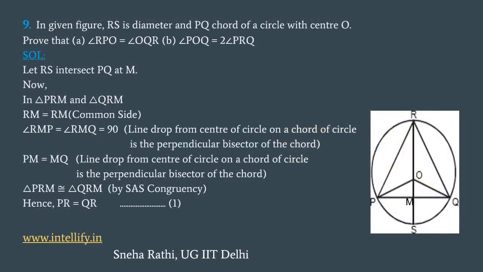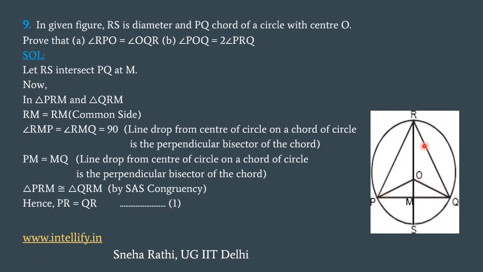In the given figure, RS is diameter and PQ is chord of a circle with center O. Prove that angle RPO is equal to angle OQR and angle POQ is equal to 2 times angle PRQ. Okay, it is given that RS is diameter, and PQ is chord of a circle with center O.